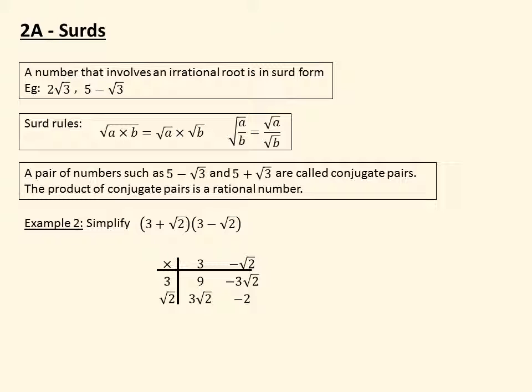If we list these four parts out and then collect terms together, we notice we have 9 take away 2, 7 for the rational part, and the 3 root 2 disappears with the minus 3 root 2, so the answer works out to be 7, a rational number.